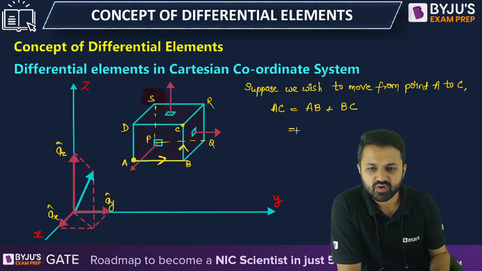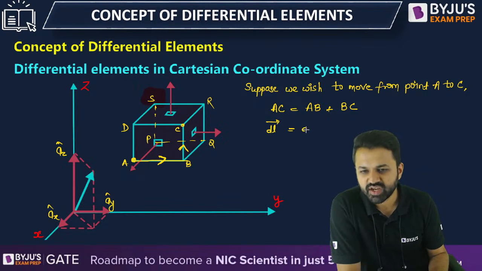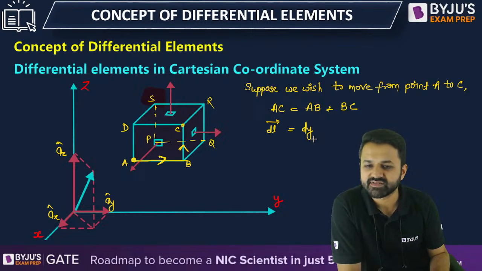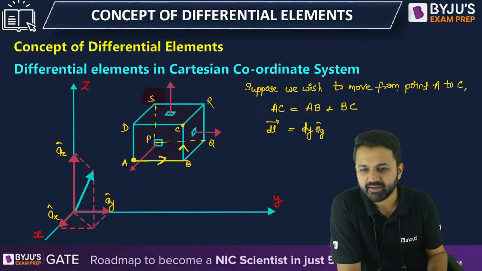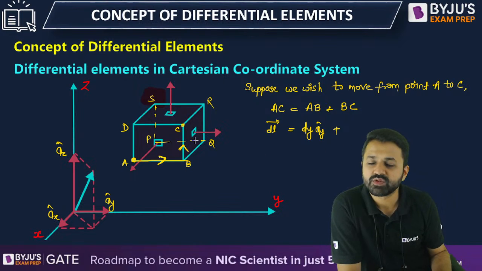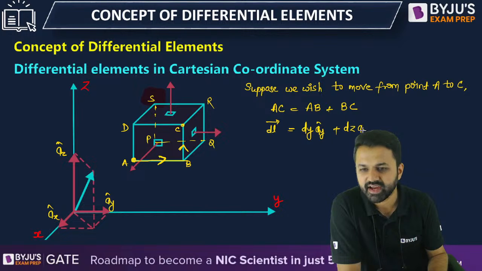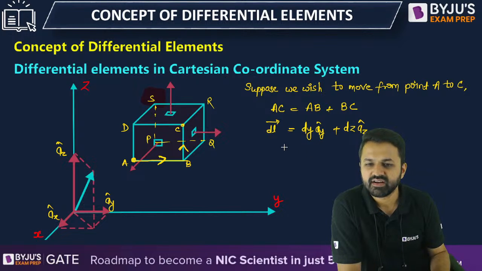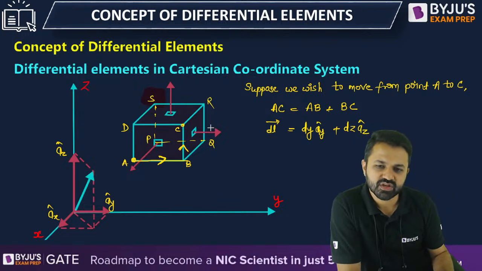Correct? Now, let us suppose the AC I am representing as dL, the differential length. So to move from A to C, I am moving along AB. AB is parallel to the y-axis, so you will take the differential length along the y-axis, which is dy ay. And because you are moving from B to C, you are moving parallel to the z-axis, so it will be dz az. So this is our differential length, just to move from A to C.